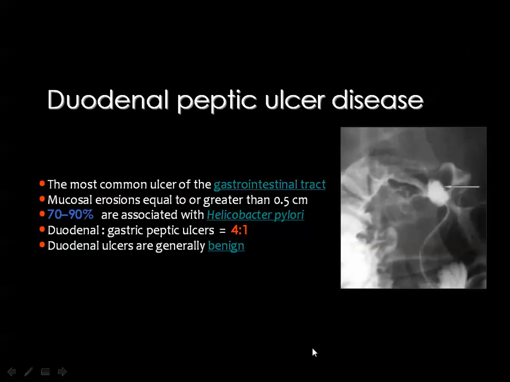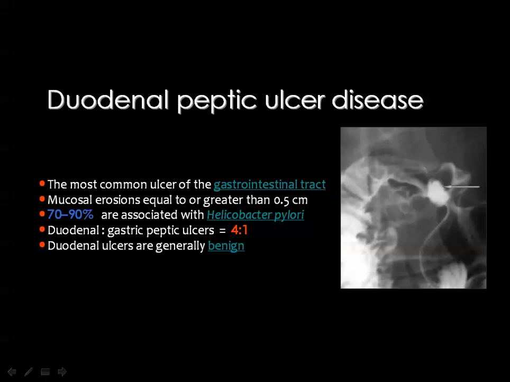Most of the duodenal ulcers are on the benign side, and about 70 to 90% are associated with H. pylori infection, and the ratio between or the incidence of the duodenal ulcers against gastric peptic ulcers, as you can see, is that they are more common in the duodenum compared to the stomach.